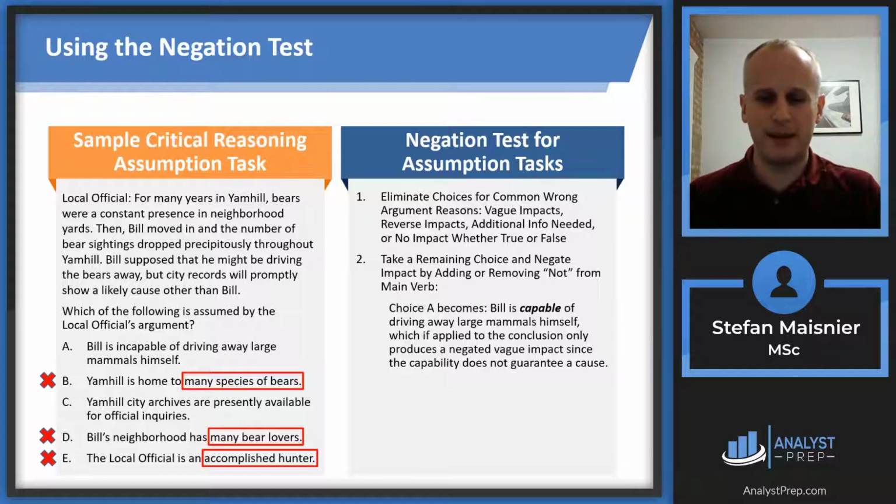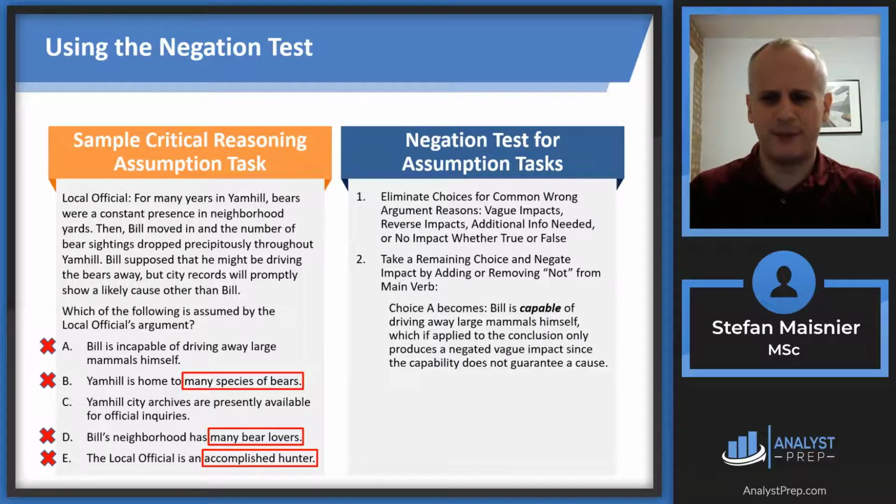So if Bill is capable of driving away large mammals himself, it doesn't absolutely show that there isn't another cause besides Bill, because if we apply that to the conclusion, it just produces a negated vague impact, because you're like, okay, he's capable of driving the bears away, because they are mammals, but do we know that he did? No, there absolutely could still be another cause. So choice A, we can eliminate for having a negated no impact.